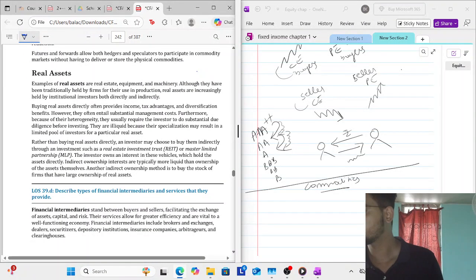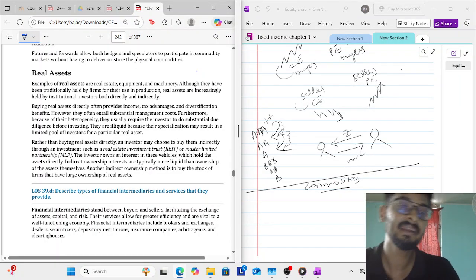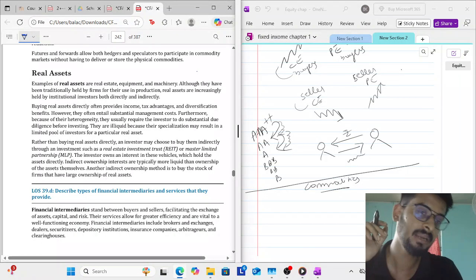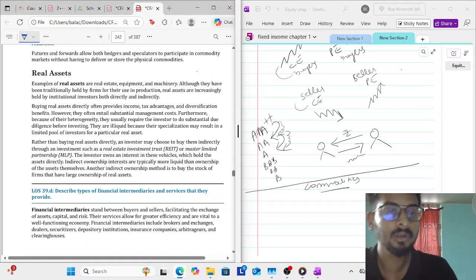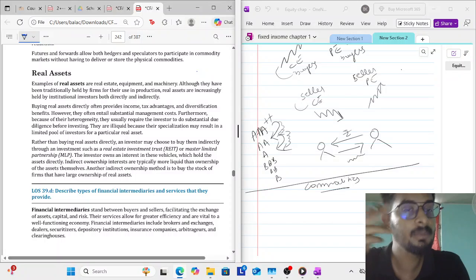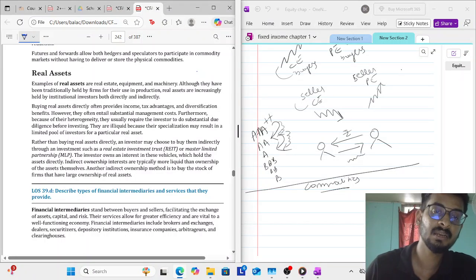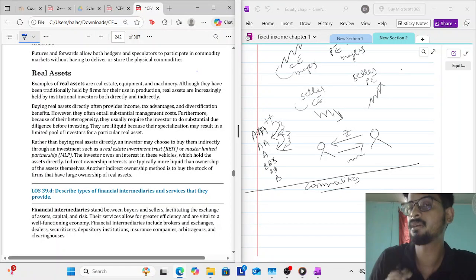Now moving to another topic, real assets. What actually are real assets? We talked about there being two types of assets, financial assets and real assets. Now we are talking about real assets. Examples of real assets are real estate, equipment, and machinery, which can all be touched.